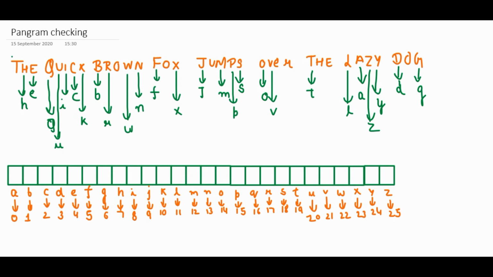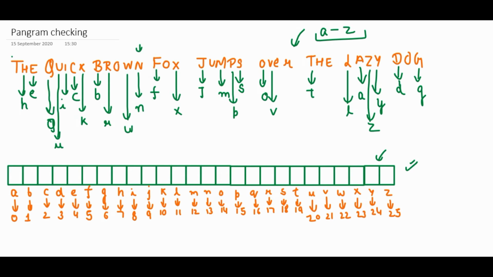Now let's see another approach to solve this question. In this approach, we will be needing an extra array to solve it. So basically what we have to do is find if this sentence contains all the elements from A to Z or not, right? So in this approach, whenever we find an element from A to Z in this sentence, we will mark it true in this array, right?